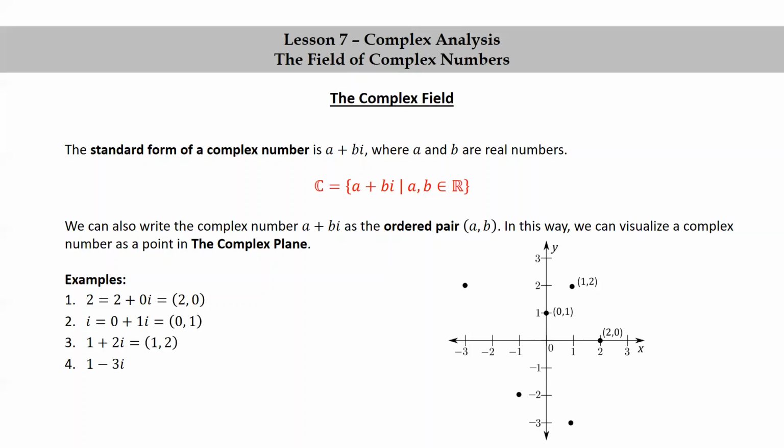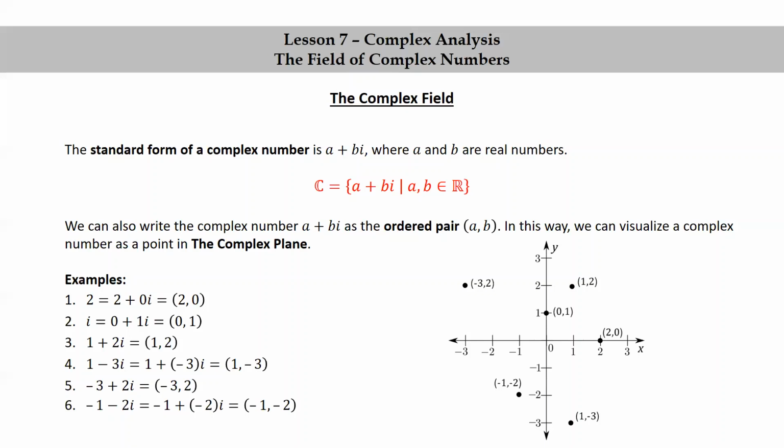The complex number 1 minus 3i is an abbreviation for 1 plus negative 3i. As a point, that is (1, -3). And to plot that point, we move to the right 1 and then down 3. The complex number negative 3 plus 2i as a point is (-3, 2). We move left 3 and up 2 to plot that point. One more example, negative 1 minus 2i is an abbreviation for negative 1 plus negative 2 times i. As a point, we have (-1, -2), and we move left 1 and down 2 to plot that point.